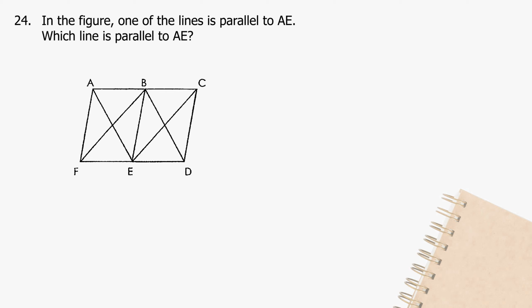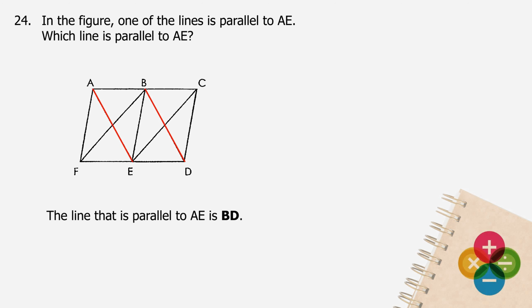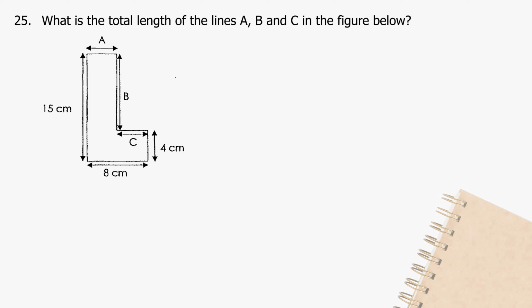Question 24. In the figure, one of the lines is parallel to AE. Which line is parallel to AE? The line that is parallel to AE is BD. Question 25. What is the total length of the lines A, B, and C in the figure below?